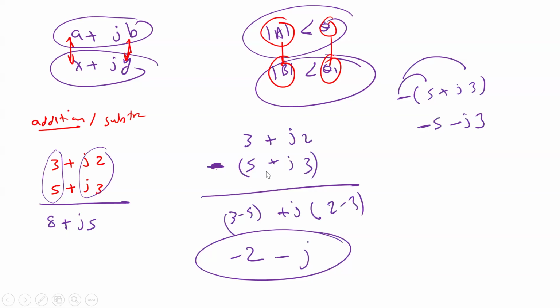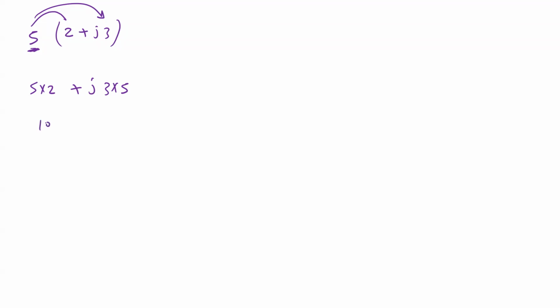If you also have a number like 2 plus j3, for example, and I multiply it by the number 5, here's the way you have to do it: distribution. So this one should be 5 times 2 plus j, 3 times 5. If you have a constant number here, you have to do distribution. That means this one should be 10 plus j15. Okay?